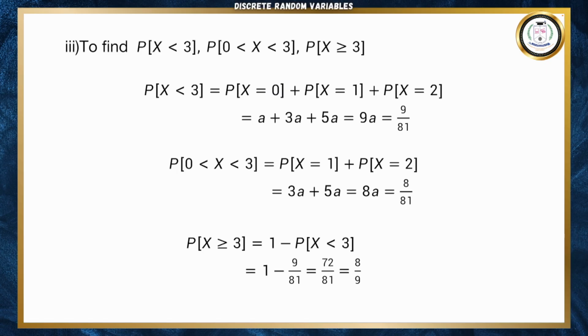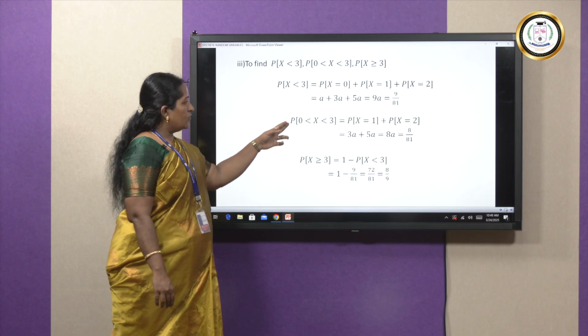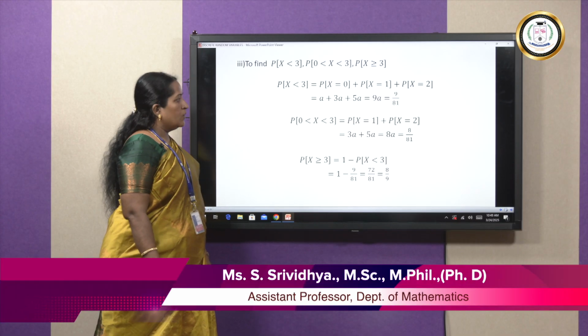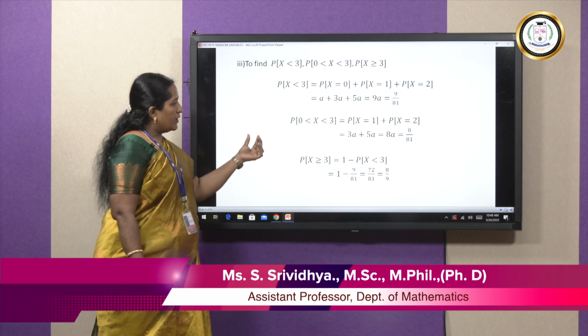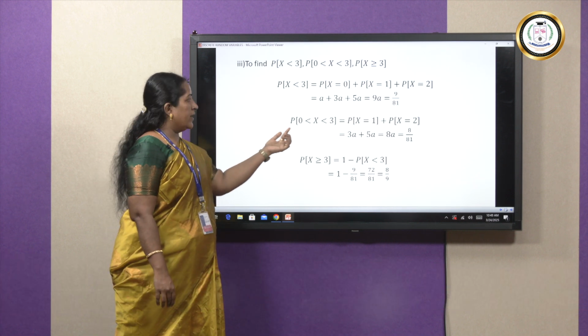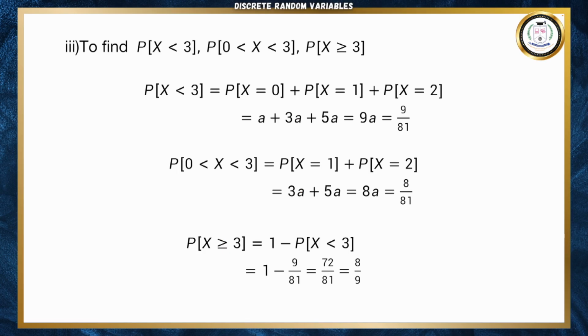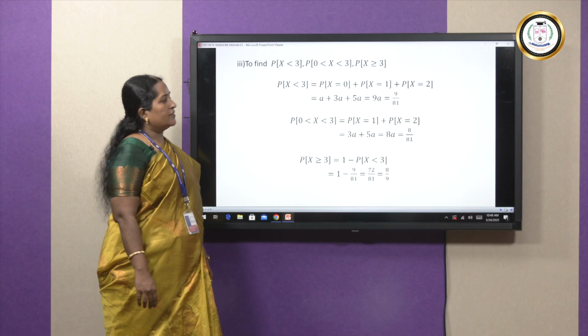Again we are applying the value of the probabilities, and substituting the value of a, we will be getting 9 by 81, which is the probability of x less than 3. Next is probability of 0 less than x less than 3, which covers all the values lying in between 0 and 3, excluding 0 and 3, because there is no equality here. So excluding 3 and 0, we can write this as probability of x is equal to 1 or probability of x is equal to 2.